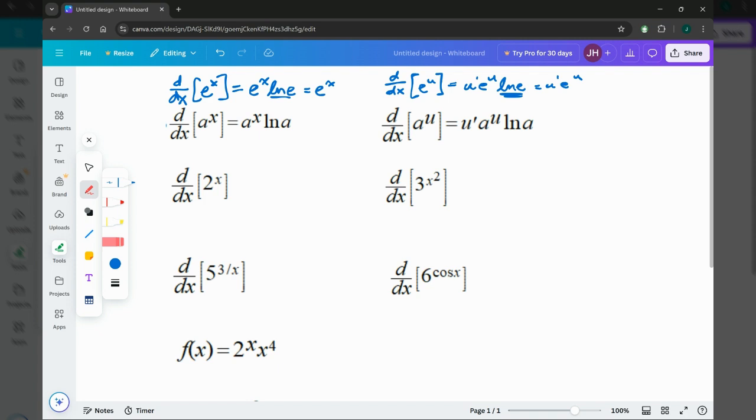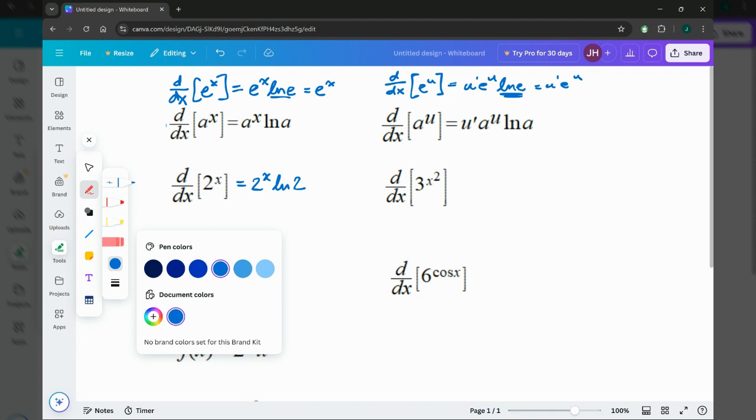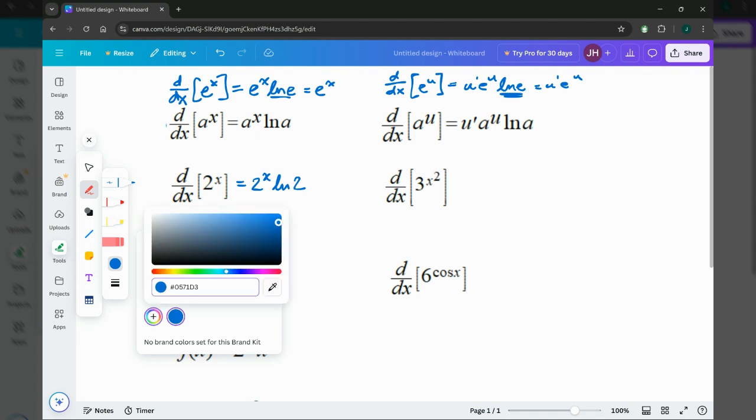So what is the derivative of 2 to the x? The derivative of 2 to the x would be 2 to the x times the natural log of the base, the natural log of 2. So this is how we do the derivatives of bases that are other than e.